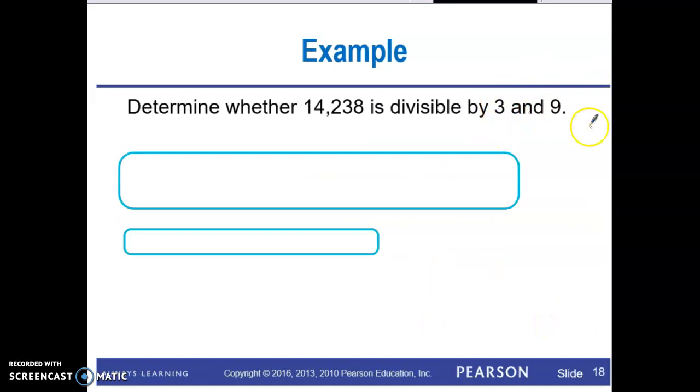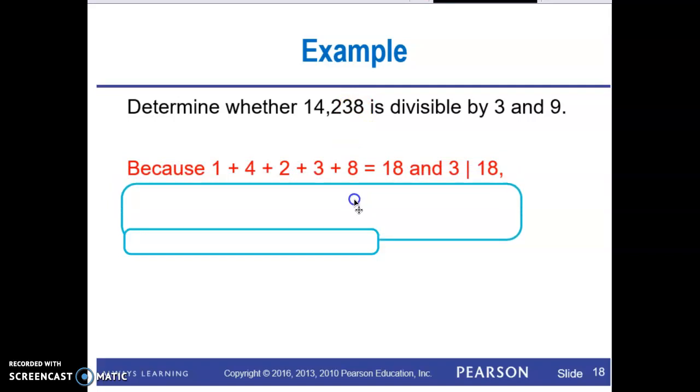All right, let's try another one. So this time I've got 14,238, and I want to know if that's divisible by both 3 and 9. Okay, so sum the digits. See what you get when you add those digits. Well, hopefully you got that the sum of the digits was 18, and 3 does divide 18. 3 times 6 is 18. 3 goes into 18 6 times with a remainder of 0.